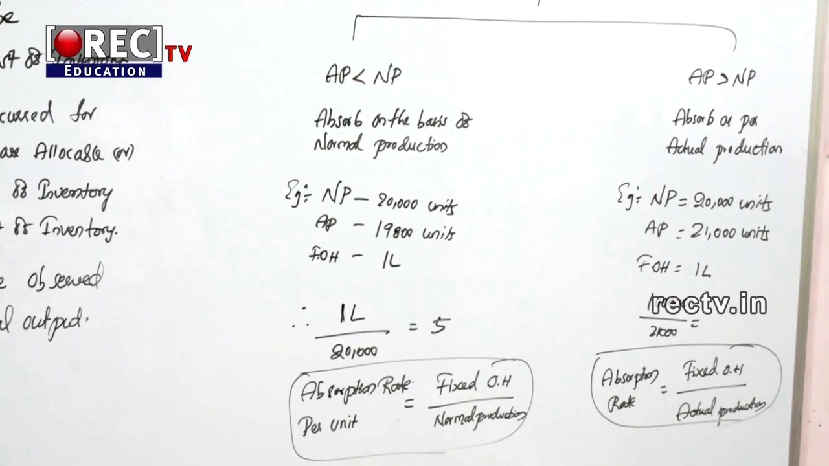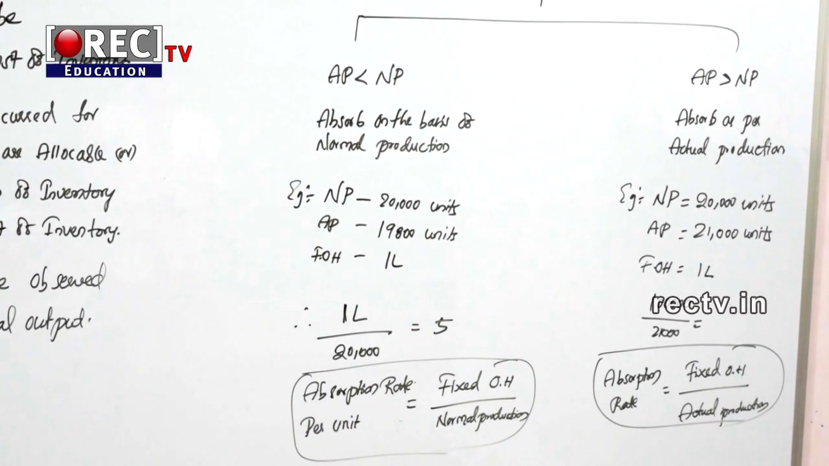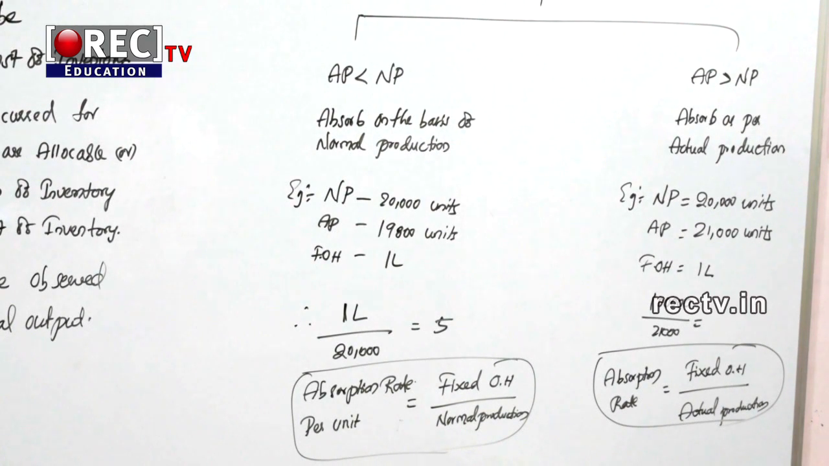Now in the case where actual production is greater than normal production, it is absorbed as per actual production. Let us take one more example for this. Normal production is 20,000 units and the actual production is 21,000 units. Now what will be the absorption rate per unit? The absorption rate per unit is fixed overheads divided by actual production. Now what is the amount? 1 lakh divided by 21,000. So you will derive the overhead rate from that amount.